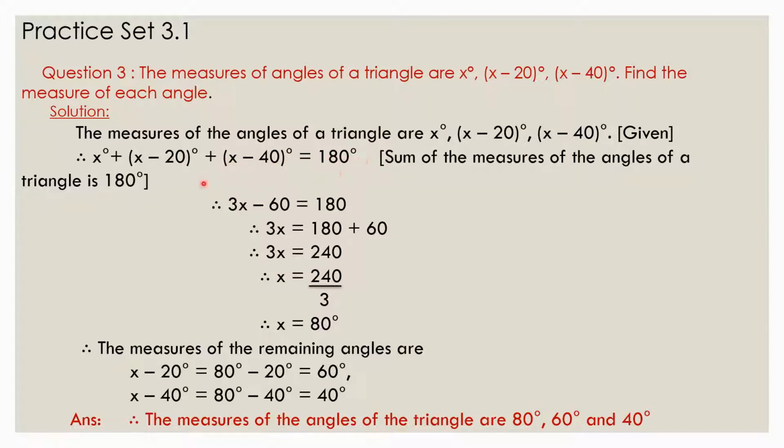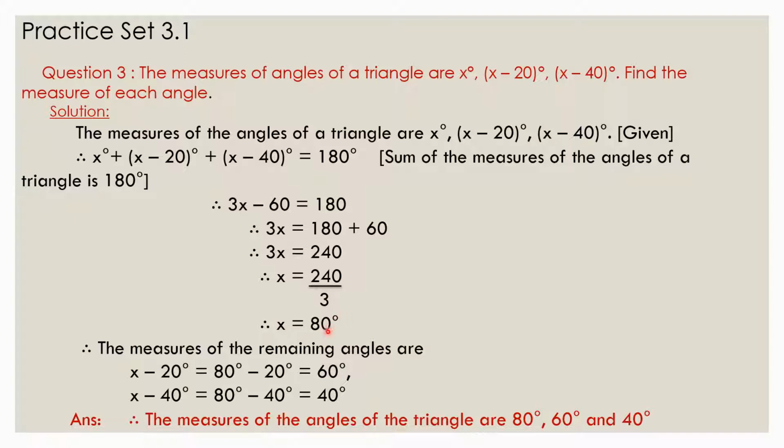And x plus x plus x is 3x. Therefore, 3x minus 60 degrees is equal to 180 degrees. Therefore, 3x is equal to 180 plus 60, which is 240. Therefore, x is equal to 240 upon 3, that is equal to 80 degrees. Therefore, the value of x is equal to 80 degrees.